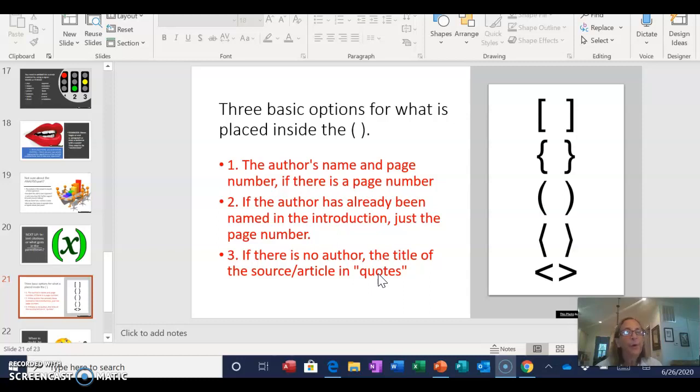If there is no author, the article title goes in quotes in the parentheses. And this is very often the case with internet sources. There's not a particular author named, but it's a credible article and you do want to use it. Then the article name goes in the quotes. Not necessarily the whole entire name. Sometimes you can abbreviate the most important words of the name. We'll get into that in more detail as we chat through MLA citations.